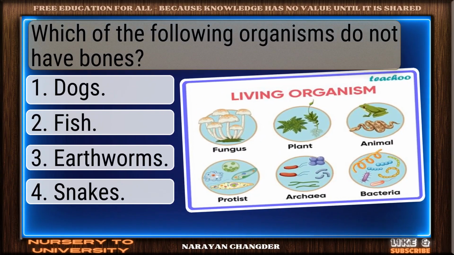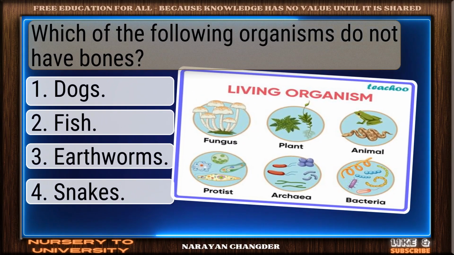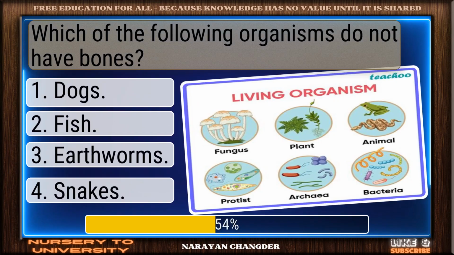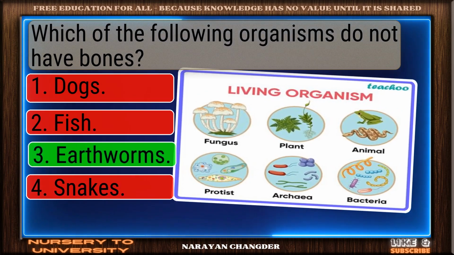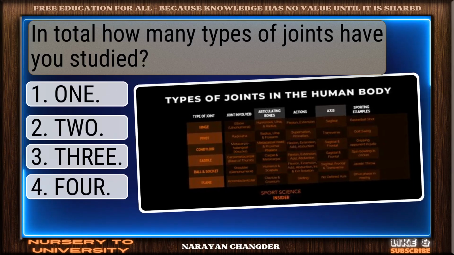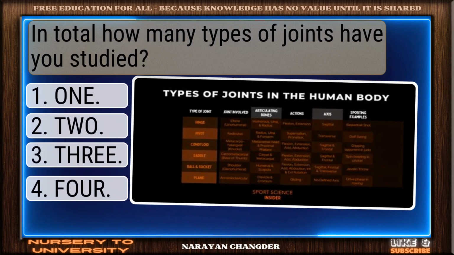Which of the following organisms do not have bones? You're right. Earthworms is the correct answer. In total, how many types of joints have you studied?